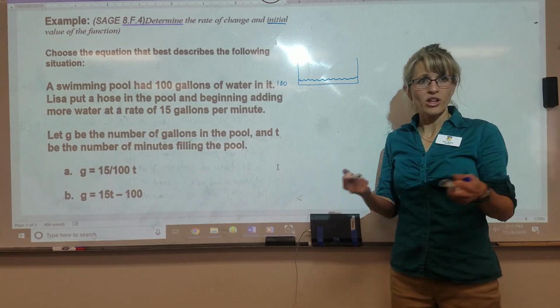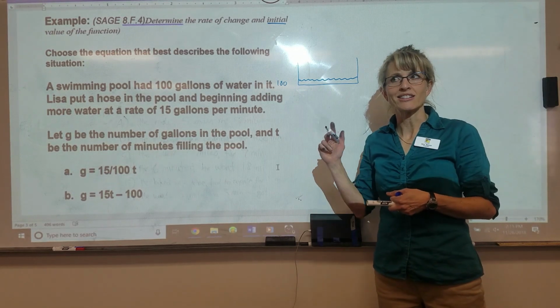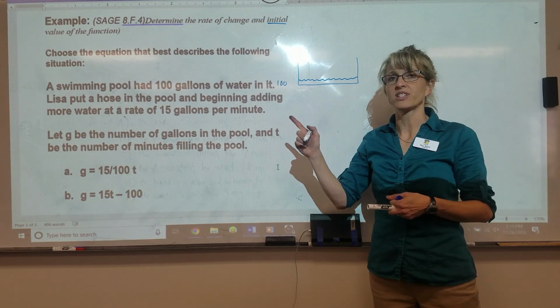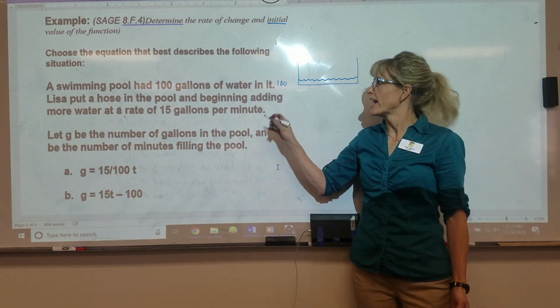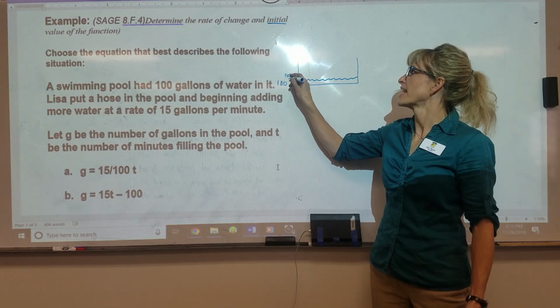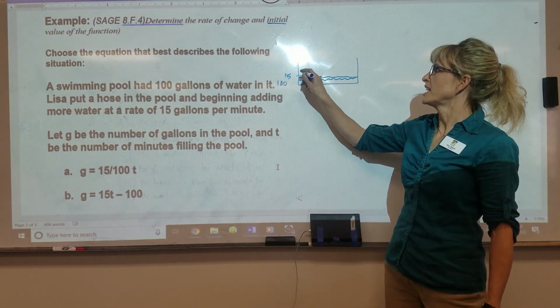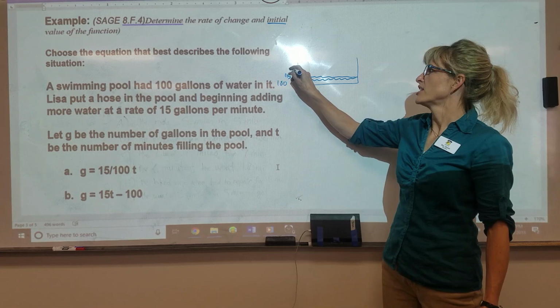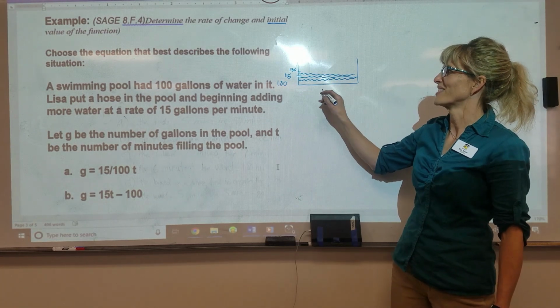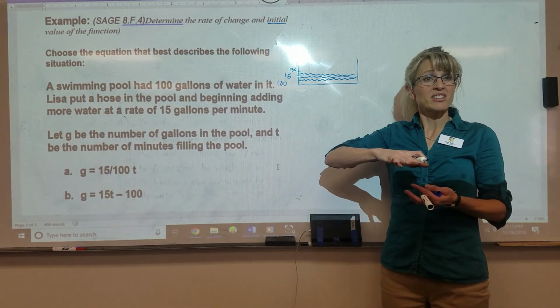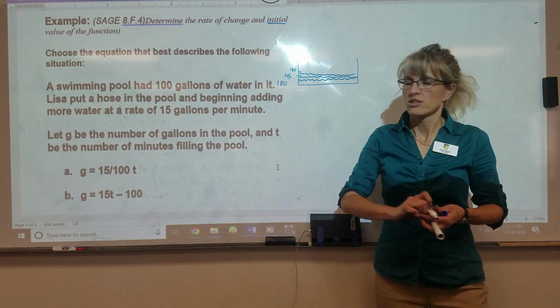Then I start filling water into that at a rate, ding, ding, ding, there's another keyword, rate of 15 gallons per minute. So in 1 minute I've added 15 gallons. Now I have 115 gallons. And then another minute later, I've got another 15 gallons, and so I'm at 130. This is not to scale, obviously. But you see how each minute I'm going to tack on 15 more gallons?